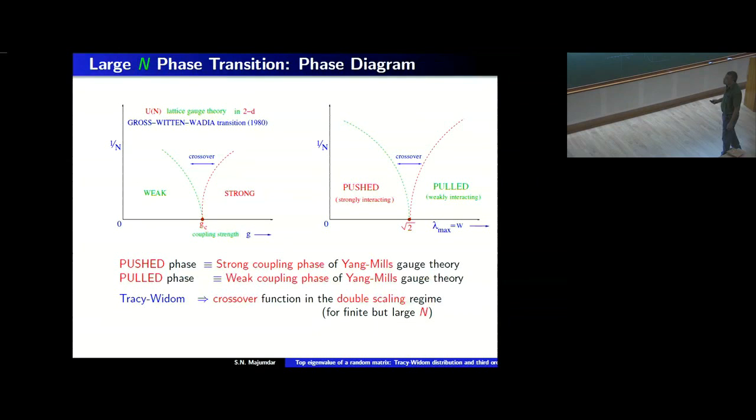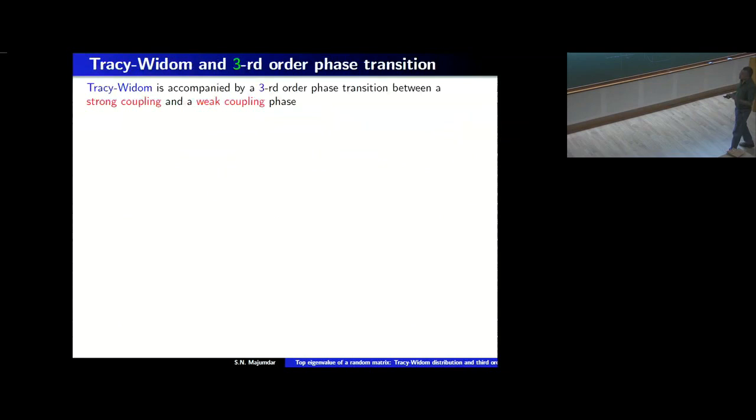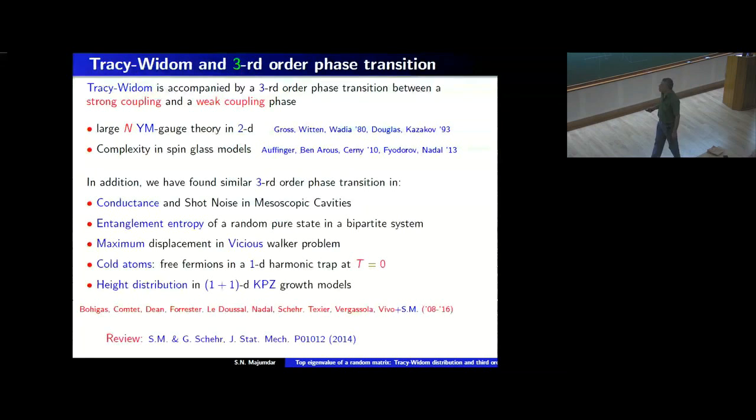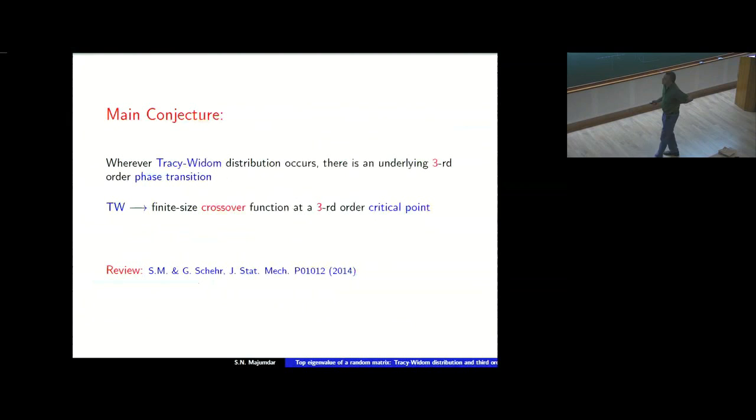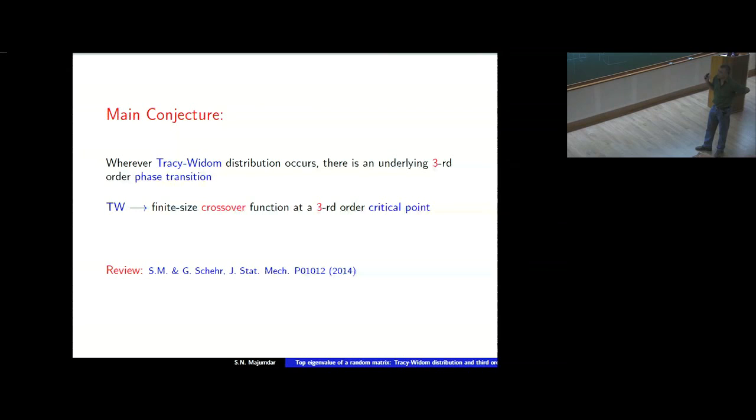In fact, Tracy-Widom also existed in there, but at that point, people didn't look at that. The same Painlevé equation appeared there as well, but there was no probabilistic interpretation at that time. Since then, this third order phase transition we have found in many different problems, from conductance and entanglement entropy of random pure states, and more recently, the height distribution in 1+1 dimensional KPZ growth models. With various collaborators, we have worked on this for the last 10 years or so. The main message is that wherever the Tracy-Widom distribution occurs, there is an underlying third order phase transition. This is our main conjecture. And so the Tracy-Widom is a sort of finite size crossover function at this transition.